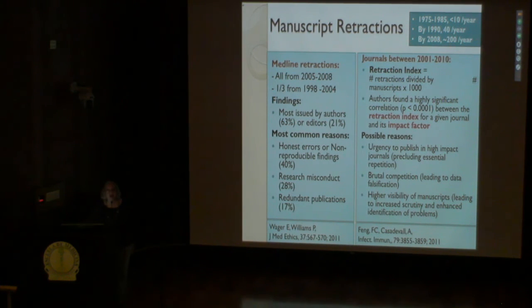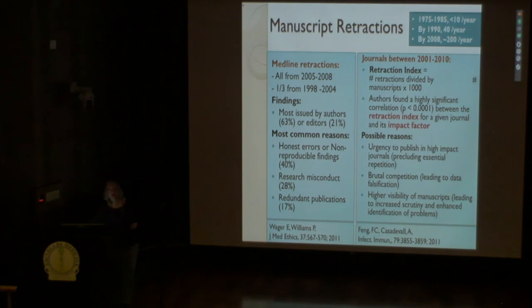They found it was very highly significant, the retraction index, according to the journal's impact factor. One would think that manuscripts are retracted from these shady little journals that usually get manuscripts that are not that worthy, or not so important. Actually, it's to the contrary. The journals with high impact are the ones that are retracting more. And they looked at the possible reasons. Maybe they were so urgent to publish in this high impact journal that they didn't look at the data, or repeat the data to make sure it's okay.